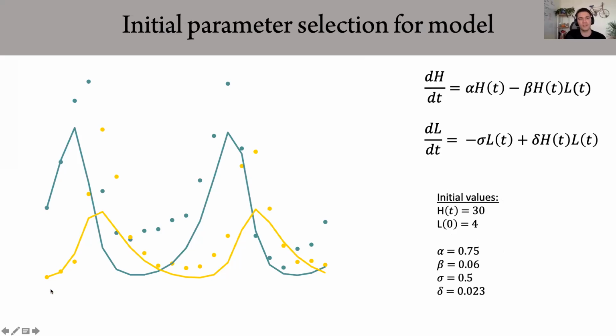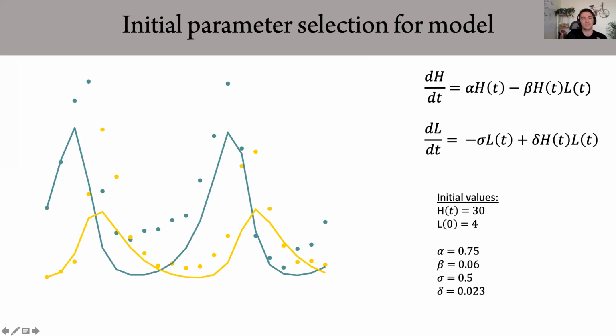But I've also run the model for 20 years, and we can see the model simulation lines are actually pretty close to the temporal dynamics of the experimental data. But importantly, this initial parameter selection, while good, is not perfect. We're missing the peak point in the experimental data for the hare, as well as for the lynx.